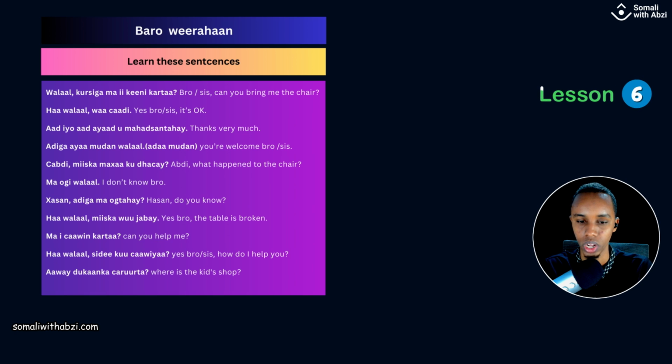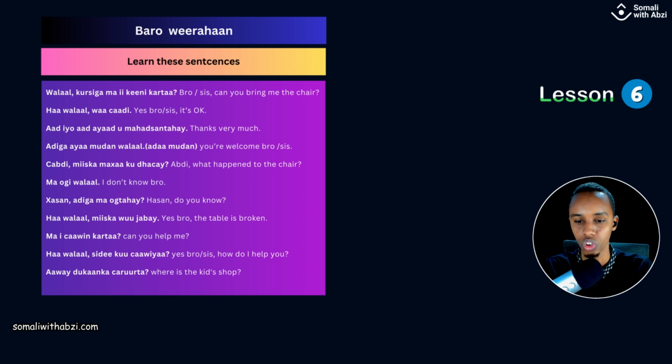Ma is a question word. I is me, of course. Caawi is help. So we add this one na at the end because it was already caawi. You can also drop that na. Ma i caawi kartaa or ma i caawin kartaa. Both are correct.